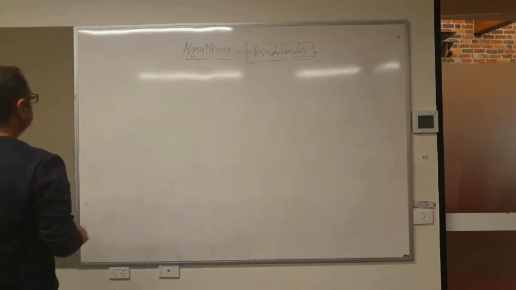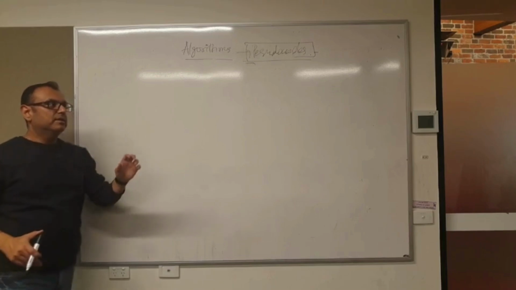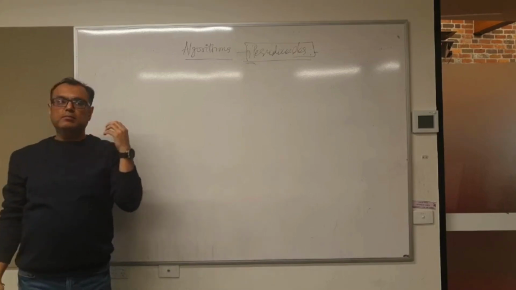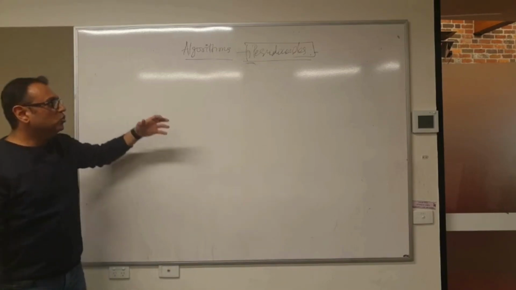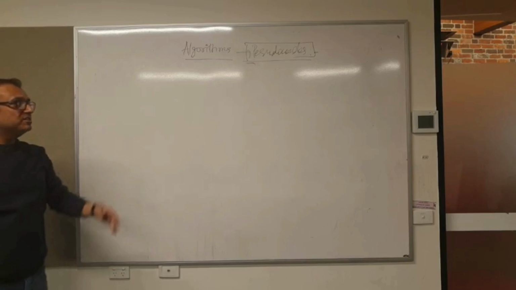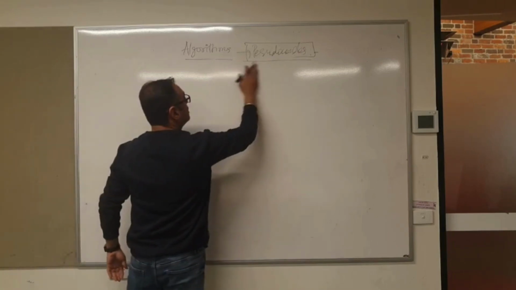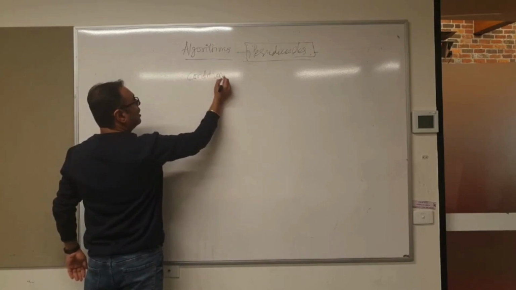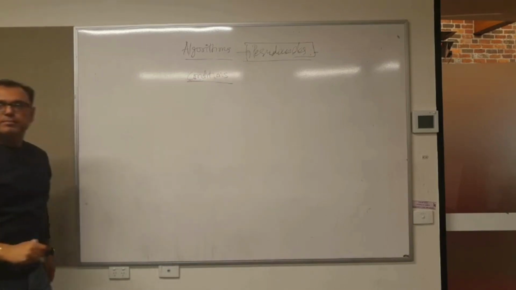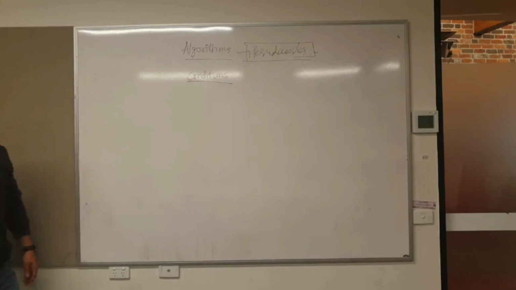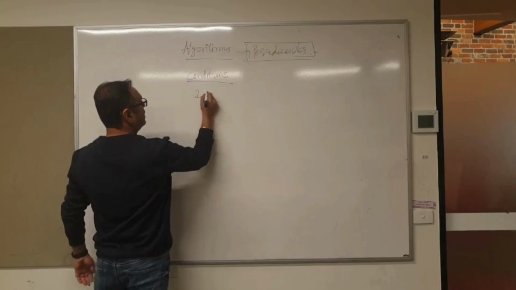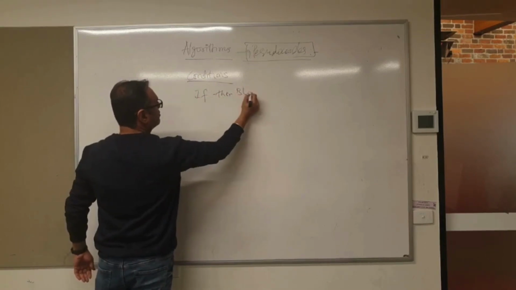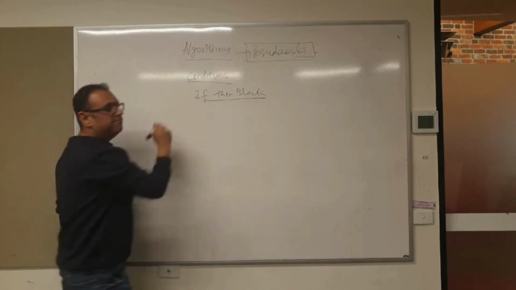Now there are different elements of a pseudocode. There are different blocks that we can use in pseudocodes to do multiple things. So first thing is handling conditions. So the first one is the if then block. If then block.